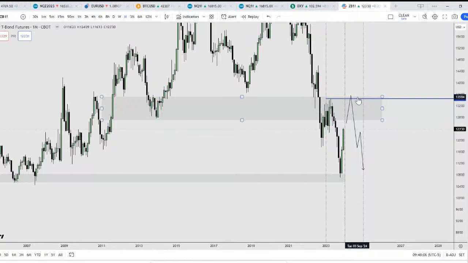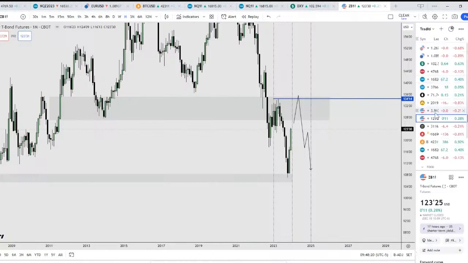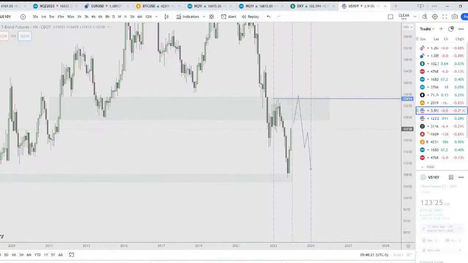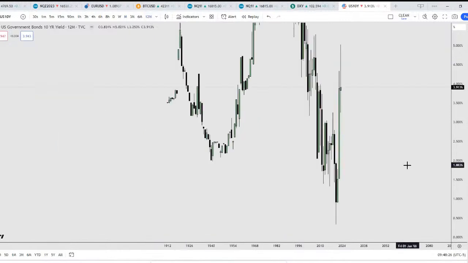Because if the dollar is rallying, bonds should perform inversely. So this is one of the supporting ideas, right? Next, we have the interest rates. Okay, so we have the US 10-year interest rates. Right, take a look at the yearly chart.